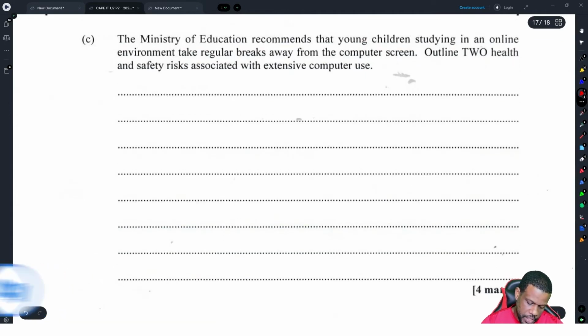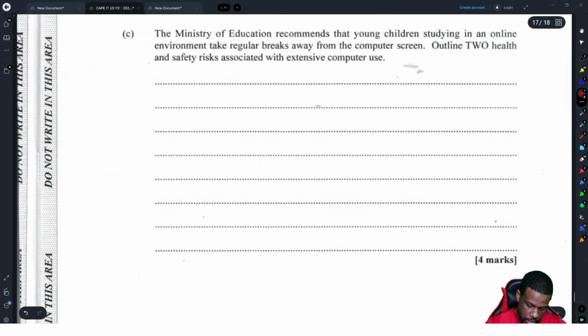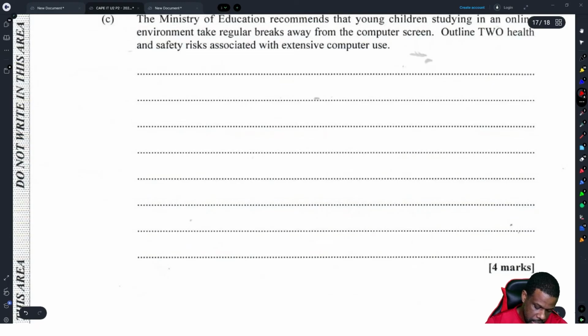The Ministry of Education recommends that young children studying in an online environment take regular breaks away from the computer screen, outline 2 health and safety risks associated. All right, so there's CVS. Oh, wow. Why did you zoom? I hate it when you do that. Yeah. CVS, computer vision syndrome.